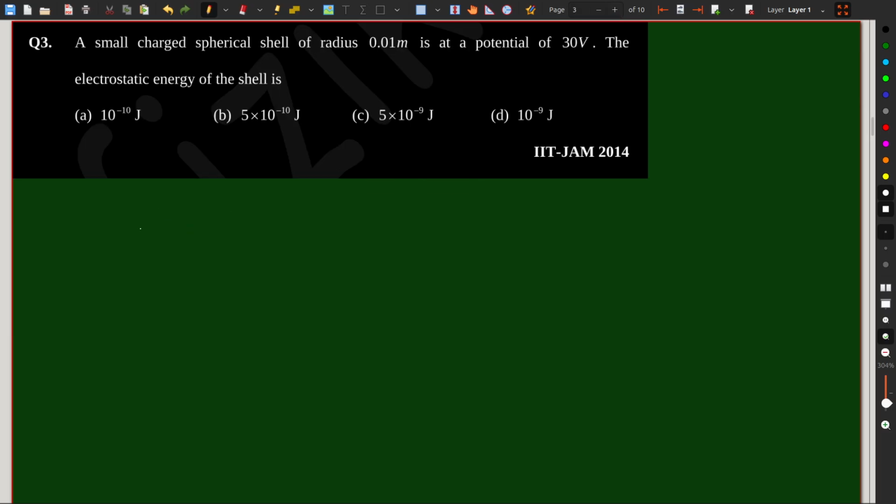And in this question, a charged spherical cell of radius is given. The radius is 0.01 meter, and its potential is given as V equal to 30 volt. What we have to calculate? Electrostatic energy. So electrostatic energy for a spherical cell is given by Q square over 8 pi epsilon naught R.